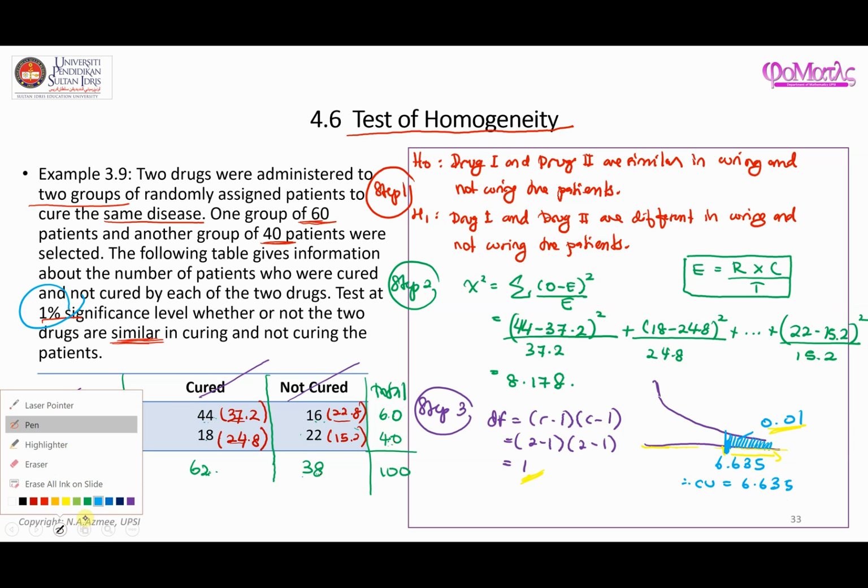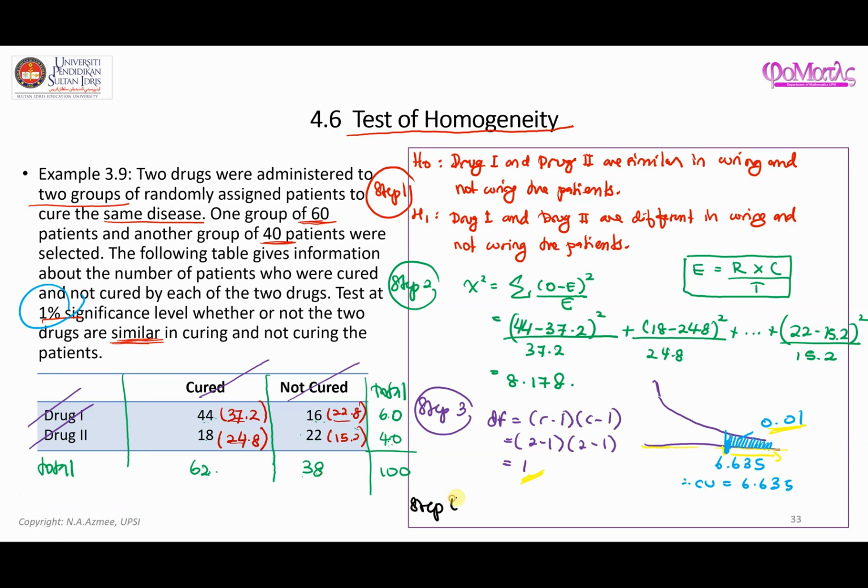Now if you want to decide whether the null hypothesis can be rejected or not, step 4 is to make a decision. You need to compare this value with the critical value. You can see that 8.178 is going to be somewhere here. You can imagine that it falls into the critical region, on this side, because this value is greater than 6.635.